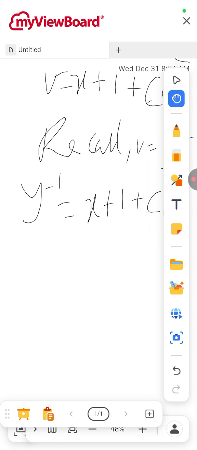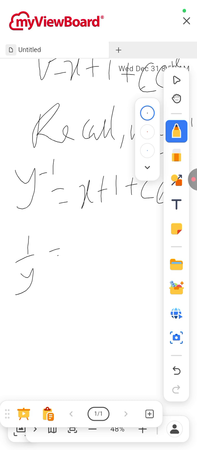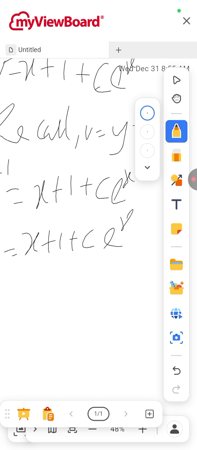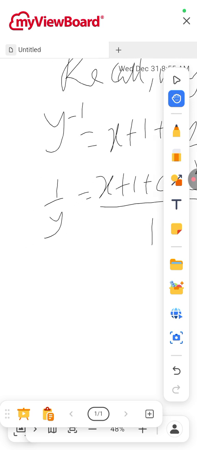So to solve for y, not y raised power minus 1. Remember, y raised power minus 1 is the same thing as 1 over y. So that means 1 over y equals x plus 1 plus c times e raised power minus x. I can put it over 1 here, then take the reciprocal of both sides. Yes, turn both sides upside down.